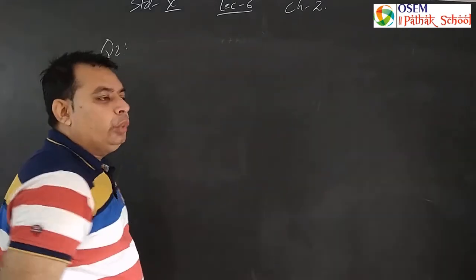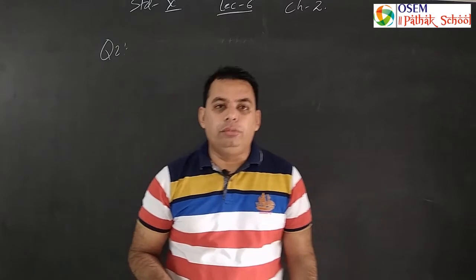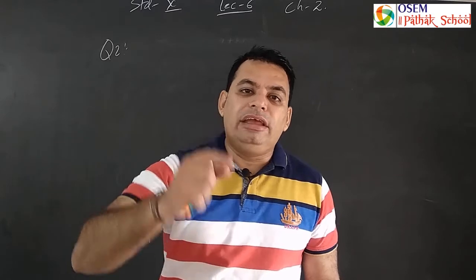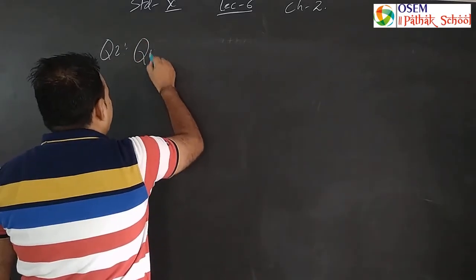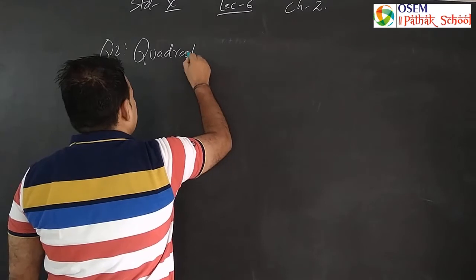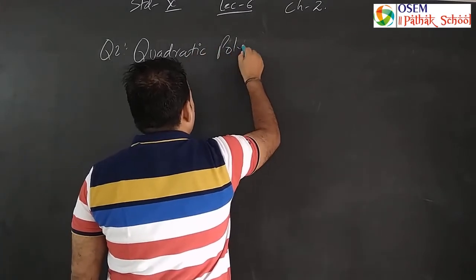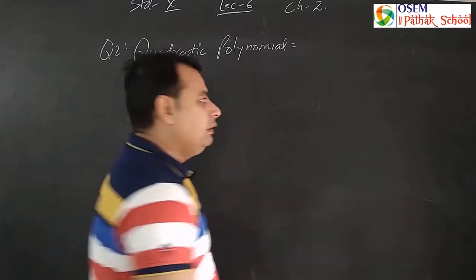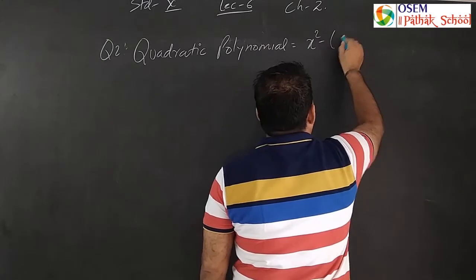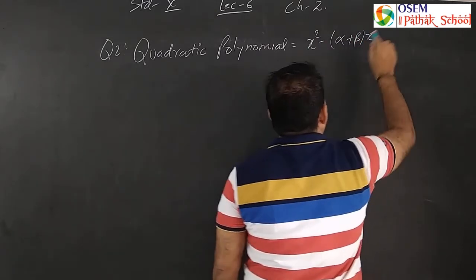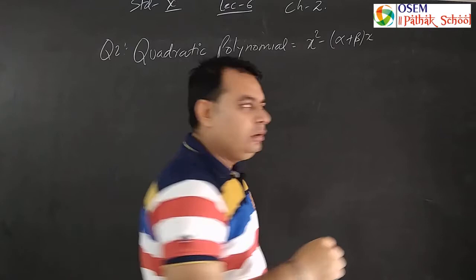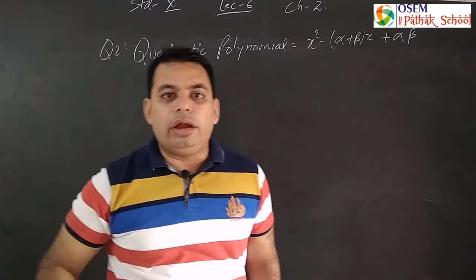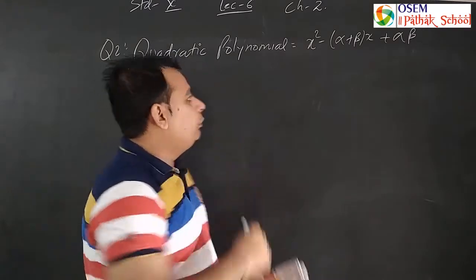Now, before doing anything, we have to learn a simple formula. What is a quadratic polynomial? A quadratic polynomial has a formula: x square minus alpha plus beta, that is the sum of the roots, times x, plus alpha into beta. This is the quadratic polynomial formula.